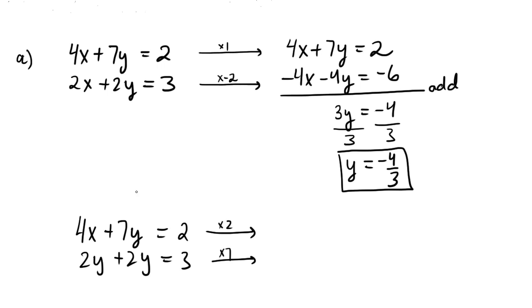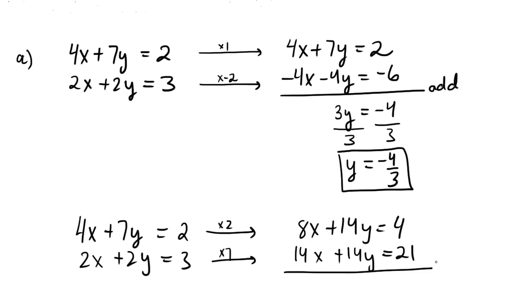Just remember, when you have this multiplication, you have to hit every single term by that number. So 4 times 2 there is 8x, plus 14y equals 4. This time I multiply every single thing by 7. So 14, this should be x, of course. 14x plus 14y equals 21. And now this time I'm going to subtract, right? 8 minus 14, negative 6x. 14y minus 14y is just 0, so it goes away. 4 minus 21, that's negative 17.